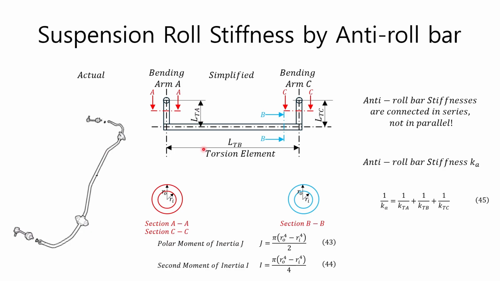The cross-section of the anti-roll bar usually uses a pipe-shaped part with a hollow center. Let the inside diameter of these pipes be Ri and the outside diameter be Ro. In order to calculate the stiffness of the torsion element, the polar moment of inertia J is required, which can be calculated using the inside and outside diameters with equation 43. Also, in order to calculate the stiffness of the bending arm, the second moment of inertia I is required, which can be calculated using the inside and outside diameters with equation 44.